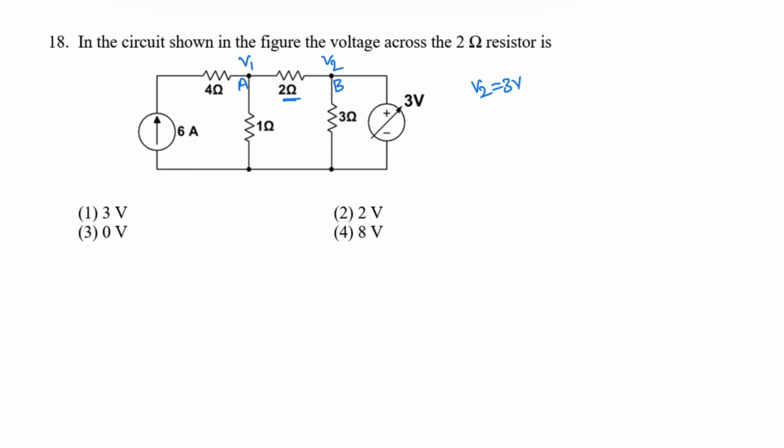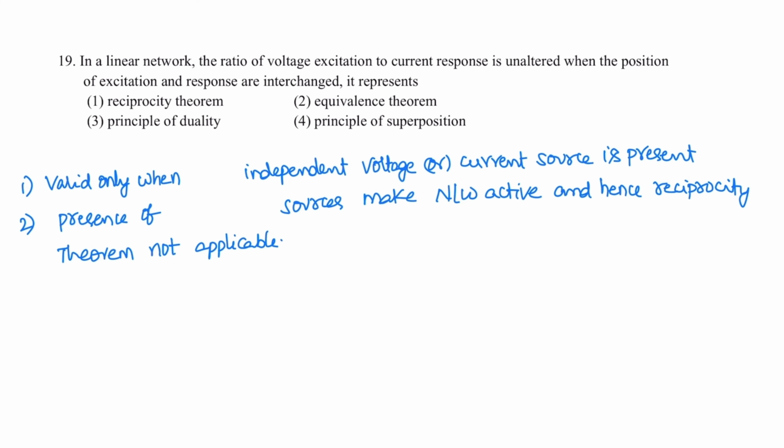Apply nodal analysis at node A. So that is V1 by 1 plus V1 minus V2 by 2 minus 6, entering current is minus 6, equals 0. On calculation, we will get V1 is equal to 5 volts. Therefore, the voltage across the 2 ohm resistor is V1 minus V2. It is 5 minus 3, so it is 2 volts. Correct option is 2. Next question.